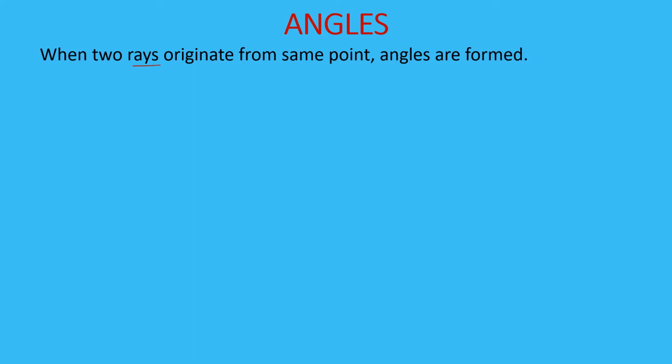Now rays we have already discussed. Rays means there will be one end point and the other point can extend endlessly. So when two rays originate from the same point, angles are formed. Suppose that point is O. From this point we have one ray, say OA, and from the same point we have another ray, say OB. Now you can see between these two rays, this is the angle.